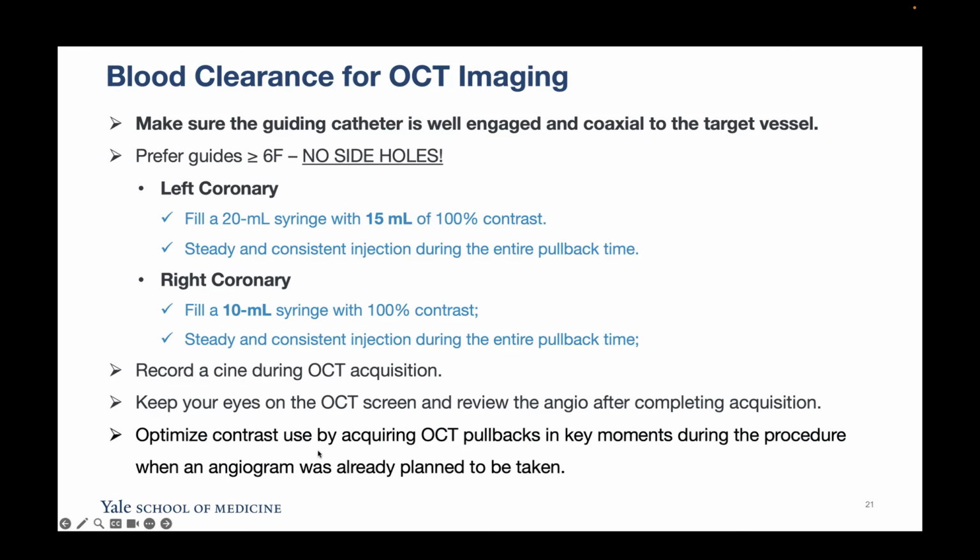And optimize the contrast you use by acquiring those pullbacks at key moments during the procedure when you are already set to have an angiogram taken as part of your planning.